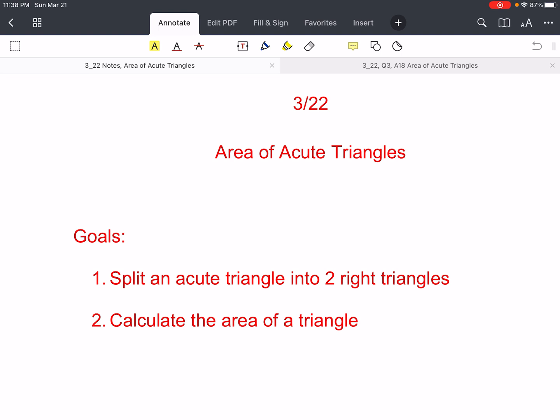Today we are continuing working with triangles, and we are dealing with acute triangles. So we have two goals. Goal number one, split an acute triangle into two right triangles. And goal two, calculate the area of a triangle. And the area formula for the triangle is still going to be the same. So for the most part, this should be pretty simple. But goal one will be a little bit tougher, and you might feel like it's a little tedious.